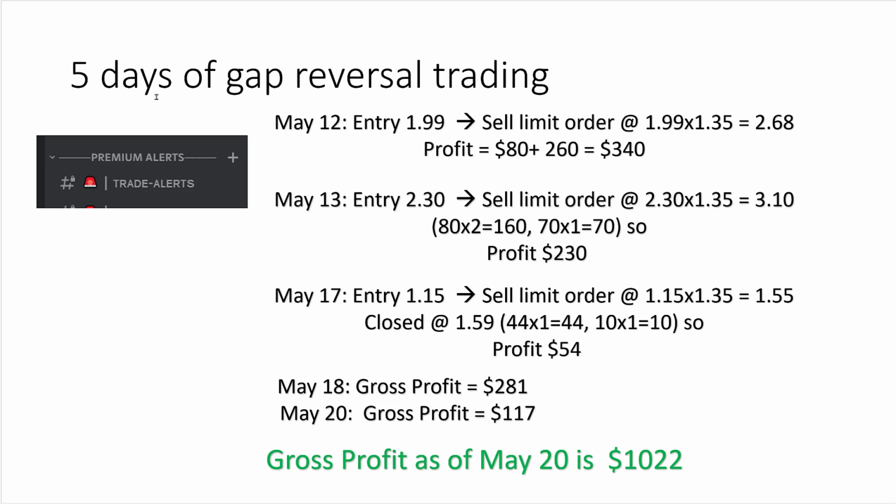I created just a very simple ledger. Obviously this should be put into a spreadsheet, but as of May 20th, from May 12th, using just about an average of $400. So the entry here was like 199, so that's probably, I put in 2 contracts, that's 400. This is with 2 contracts, so it's 560. This is probably with 1 contract. So around, I would say like $400.